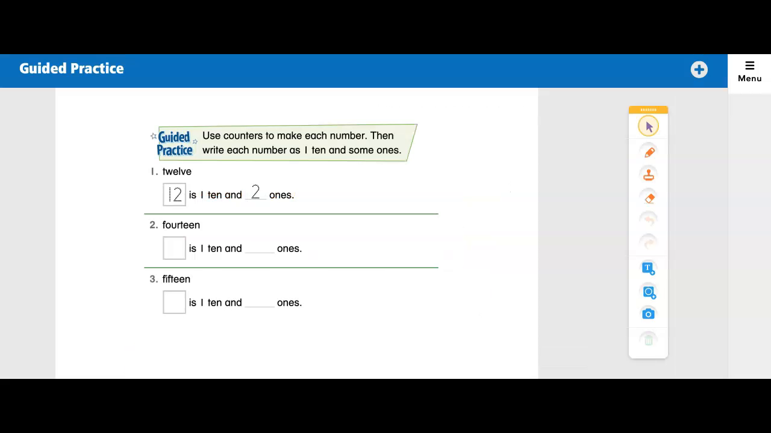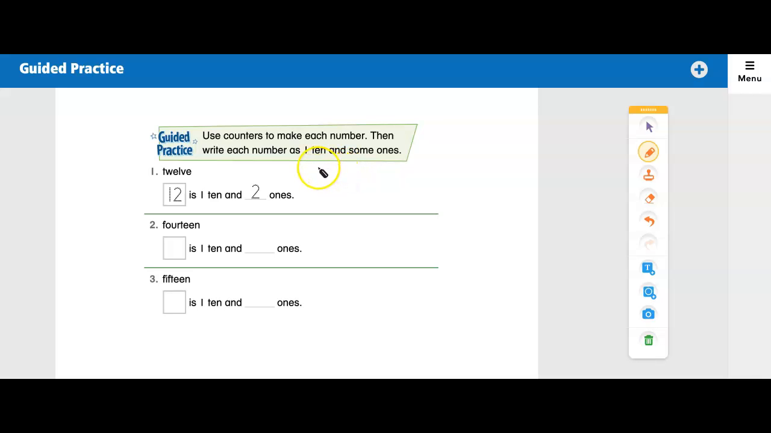Now let's look at your guided practice on page 326. The directions say to use counters to make each number. Then write each number as one 10 and some ones. If you don't have counters at home, then you can just use your pencil. Let's begin with the number 12. I'm just going to show my work off to the side here.